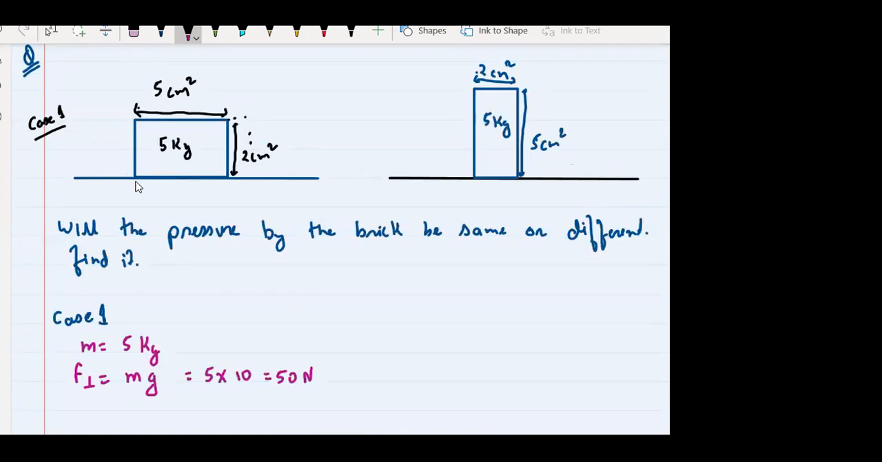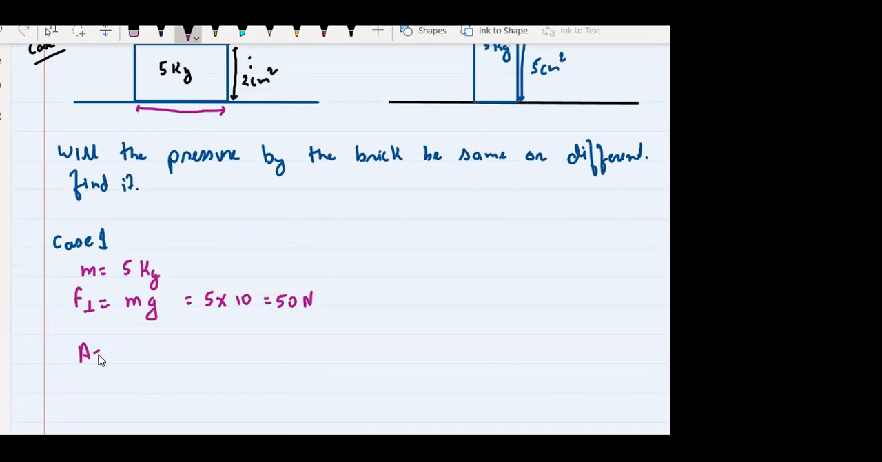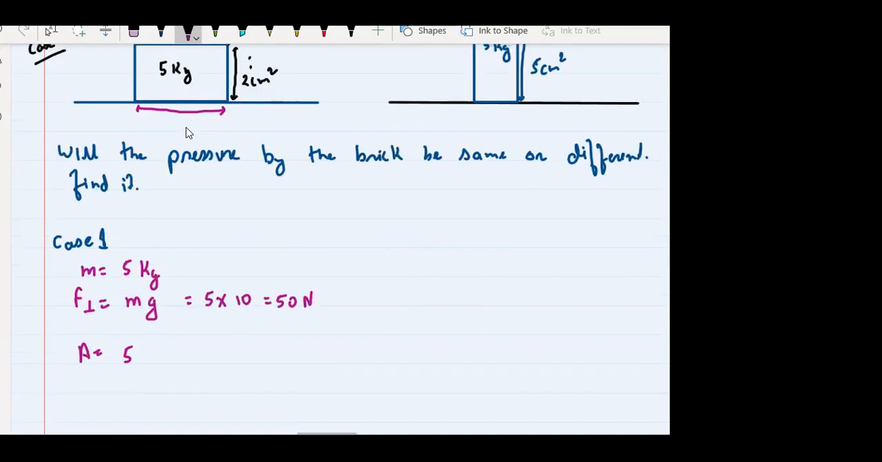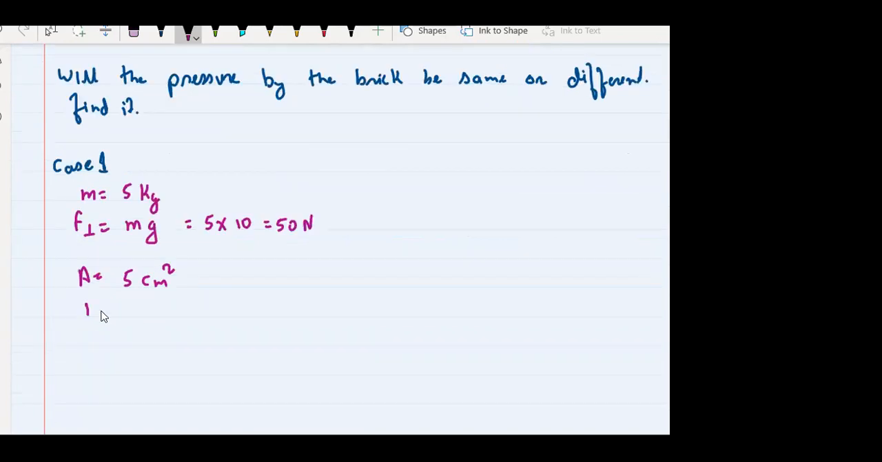Now, in the first case, what is this area? This is the area of contact. It is 5 centimeters square. I need to convert centimeters square into meters square. We know that 1 centimeter square is equal to 10 to the power minus 4 meters squared.